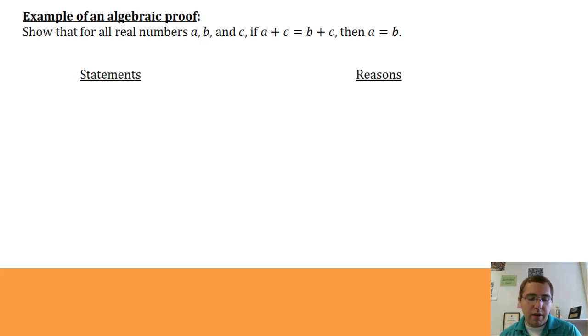So here we're proving that for all real numbers a, b, and c, so they're not variables, they're fixed numbers, if a plus c equals b plus c, then a equals b. This is what we're proving. If we have that, that's our hypothesis, then it must be true that a equals b.